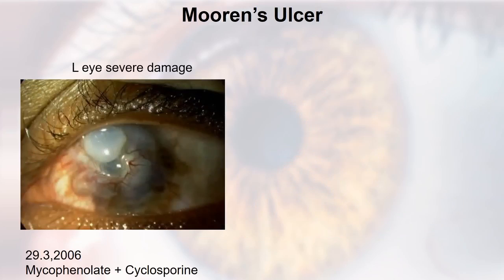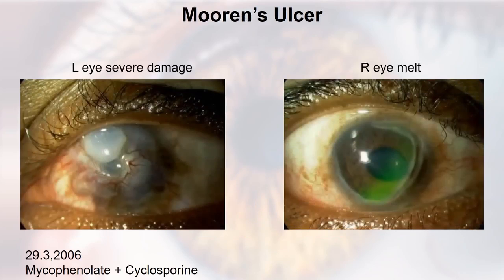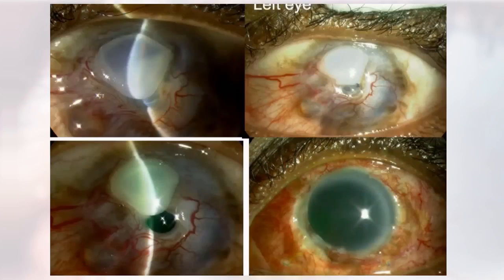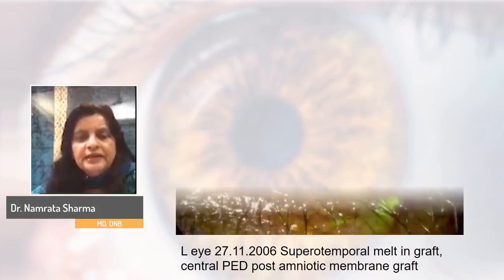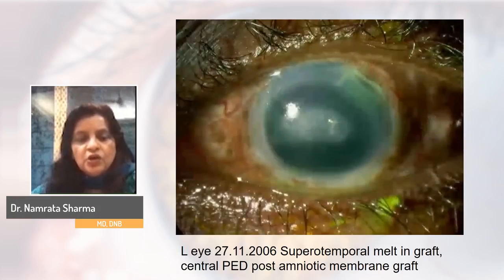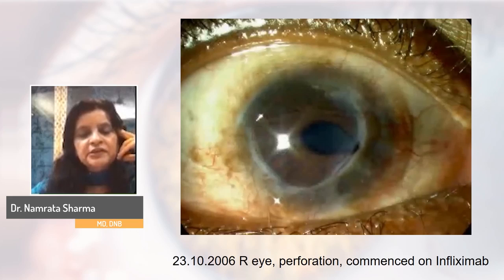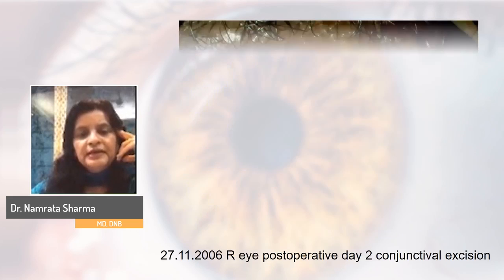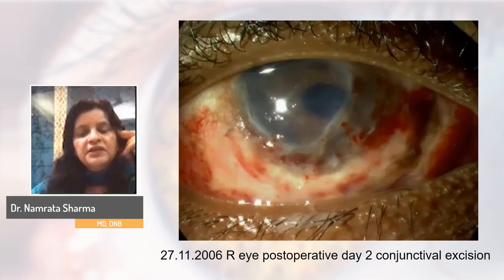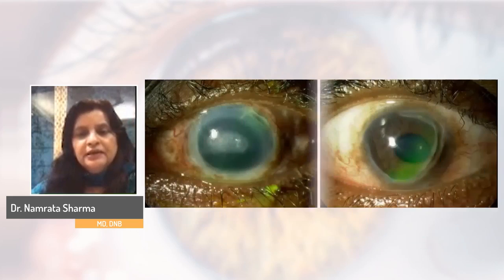This is the last case that I wish to share. Left eye, severe damage due to Mooren's, and right eye again a melt. So this case was started on mycophenolate and cyclosporin. And this is the left eye. There was a descemetocele peeping here, and a large corneoscleral graft was done. Then there was a persistent epithelial defect in the corneoscleral graft also, which had to be dealt with amniotic membrane transplantation. On the other eye, infliximab had to be started because there was a perforation there. And this is post-operative day 2 after conjunctival excision and infliximab, and this is the condition of the patient now.